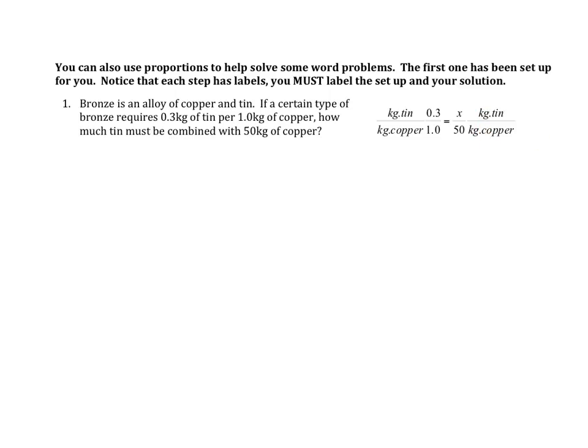Now all I have to do is cross multiply. When I cross multiply, you're multiplying 0.3 times 50 and 1 times x. Well, 1 times x is easy, it's just x equals, and then what is 0.3 times 50? That gives me 15. So I get x is equal to 15. Don't stop there. You have to tell me 15 what? Well, the question was how much tin must be combined with 50 kilograms of copper?